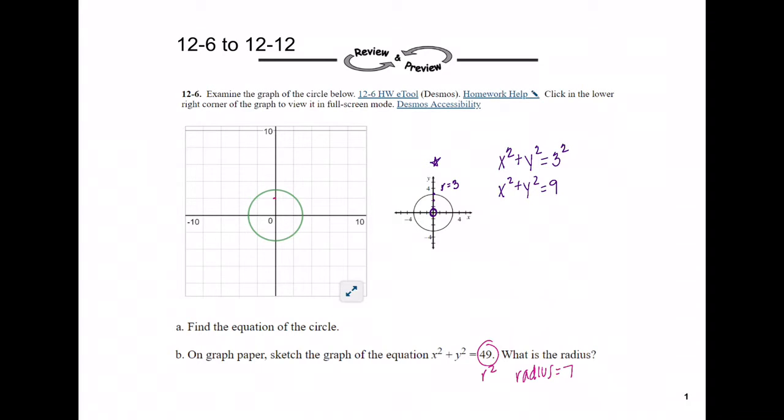These are counted by 2's. 2, 4, 6, 7. And I can connect all these points. If I had a compass, it would be even straighter. But we just sketched the circle with the radius of 7 and the center at 0, 0.